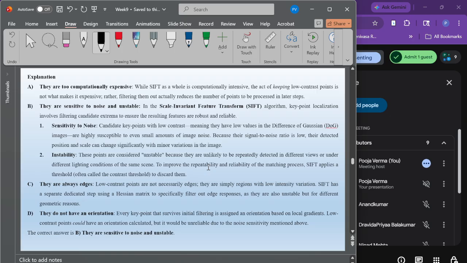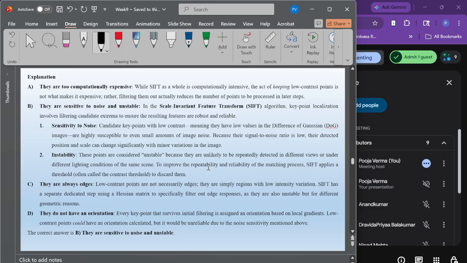So to improve repeatability and reliability of the matching process, SIFT applies a threshold, also called a contrast threshold, to discard them. So yes, they are sensitive to noise and unstable. So this is the correct option.